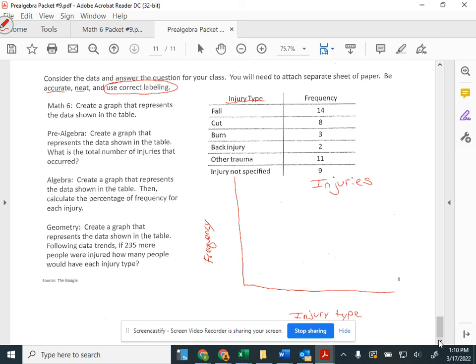So, what do I want to put on the bottom for injury type? What labels do I want to put? You want to put the injuries that are listed up here. So we're going to have fall, cut, burn, back injury, other trauma, and then injury not specified.